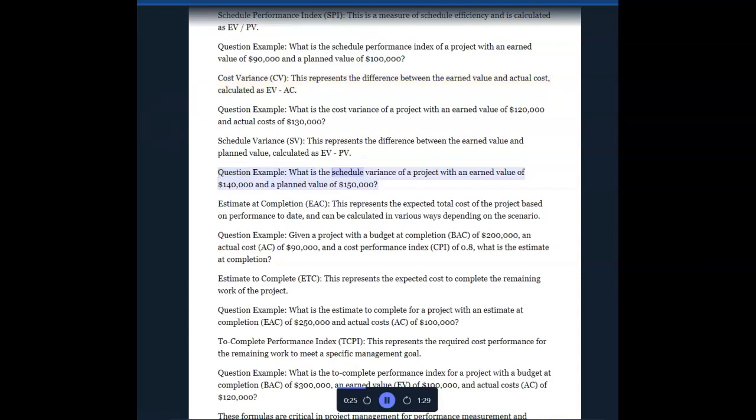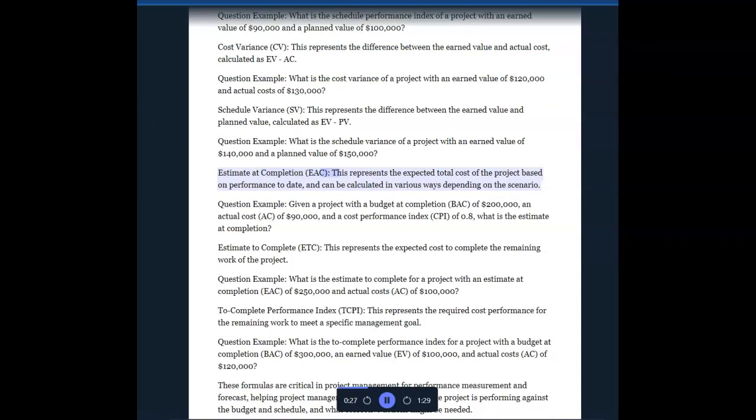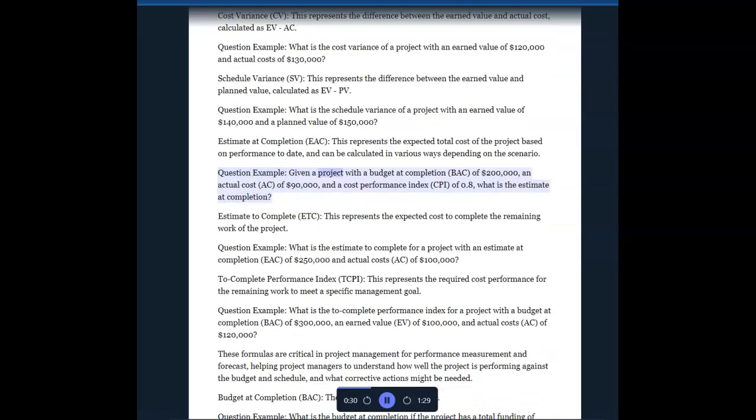Question example: What is the schedule variance of a project with an earned value of $140,000 and a planned value of $150,000? Estimate at completion, EAC. This represents the expected total cost of the project based on performance to date and can be calculated in various ways depending on the scenario. Question example: Given a project with a budget at completion, BAC, of $200,000, an actual cost, AC, of $90,000, and a cost performance index, CPI, of 0.8. What is the estimate at completion?